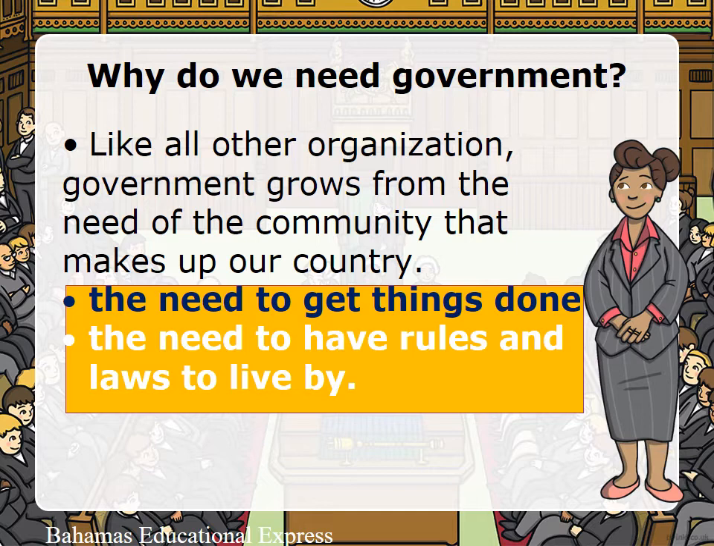Like all other organizations, government grows from the needs of the community that makes up our country. Why do we need government? Here are two reasons: the need to get things done and the need to have rules and laws to live by. Those are the two important reasons why we need government.